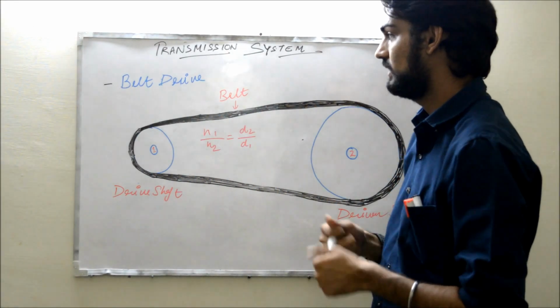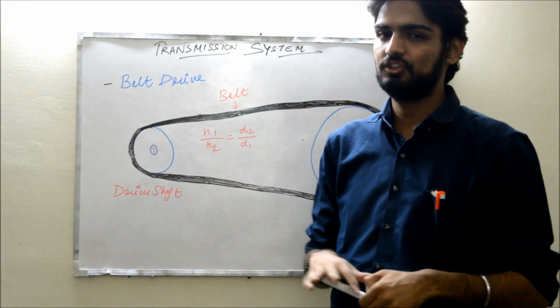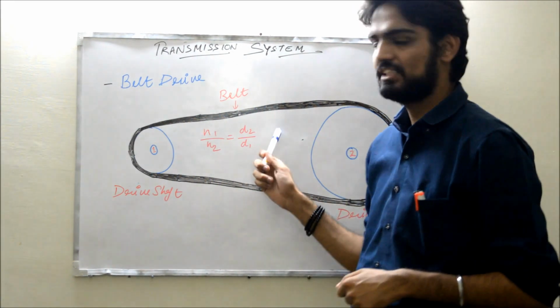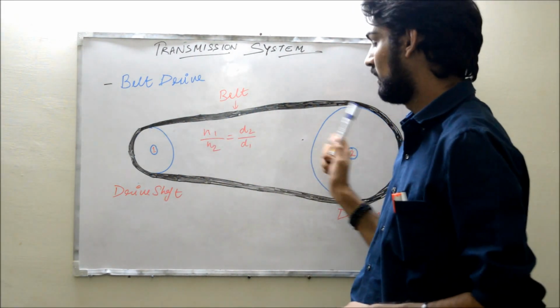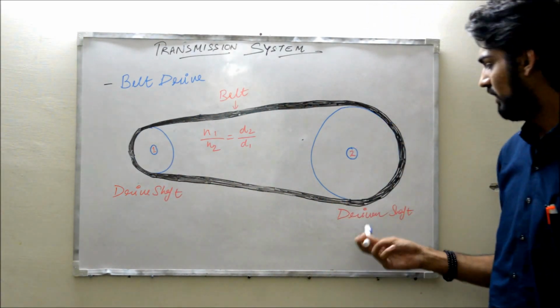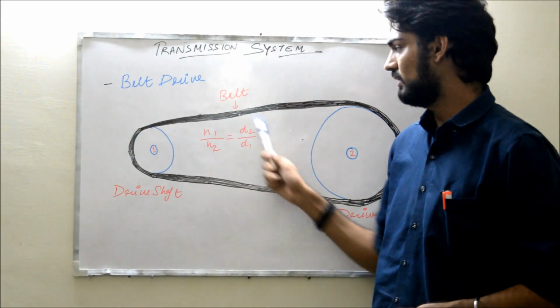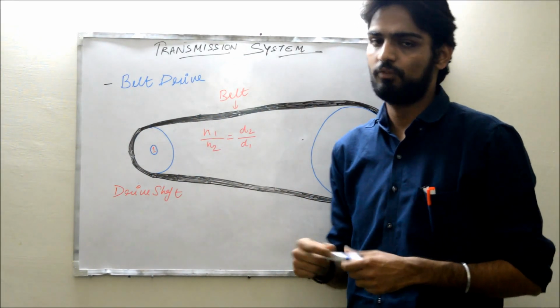The next transmission system we are going to discuss is the belt drive. Belt drive is somewhat the same as the chain drive, but in this case for transmission we use a belt. The drive shaft is connected to the source as we have discussed earlier, and the driven shaft is connected to the wheels. To design the driven shaft, we need to use this ratio according to any specific condition for any automobile.